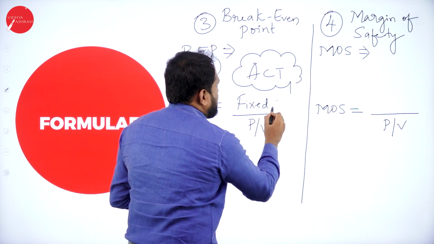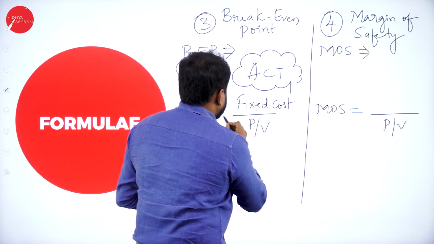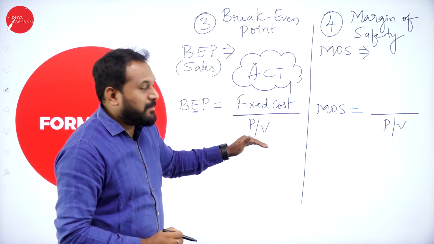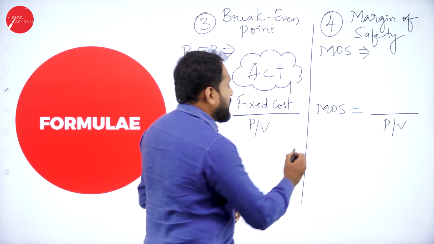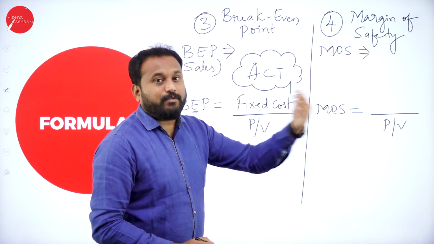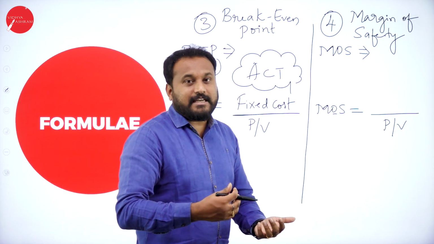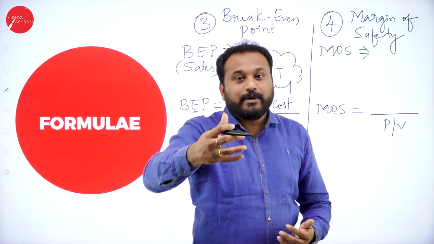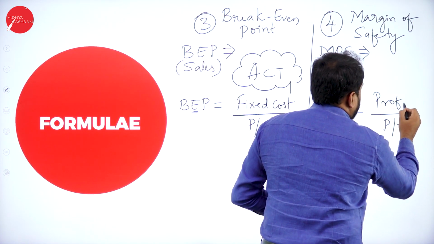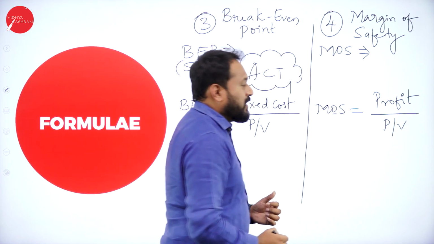Which cost? Fixed cost. Now what is BEP? Break even point means fixed cost by PV. Now you are supposed to tell me. Here we have the alphabet O in the middle one. After O, what will come? A, B, C, D, E, F, G, H, I, J, K, L, M, N, O. After O you get P. P means what? Profit. So profit by PV.